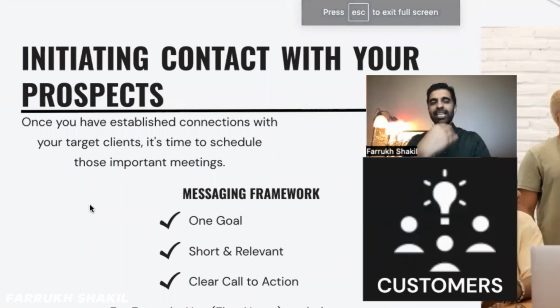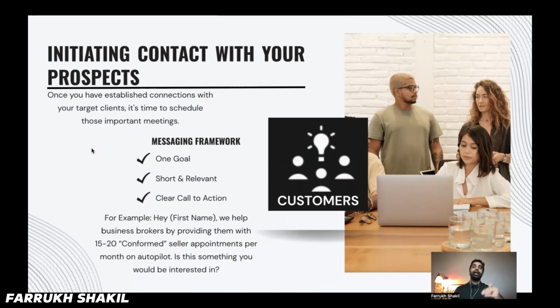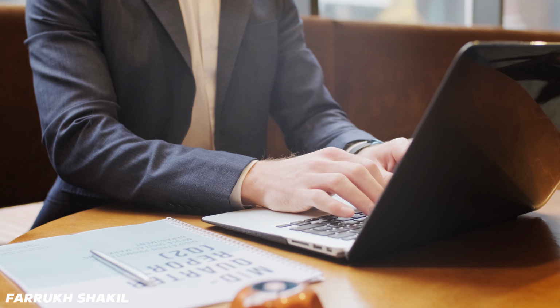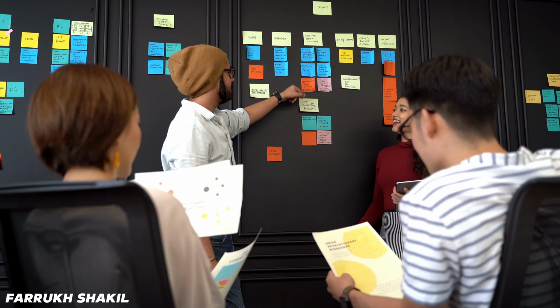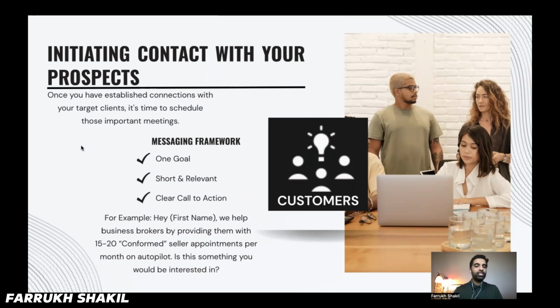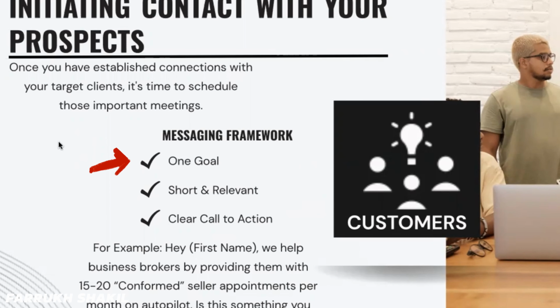Moving on, initiating contact with your prospect. At this point, you have figured out how to set up your profile the right way. You have started to message people and sent them connection requests, and they have already connected with you. Once they are in your network, that's when you start to message them and present your offer. When you message people, it has to have one goal. It has to be very short, very relevant, very precise, with a clear call to action.